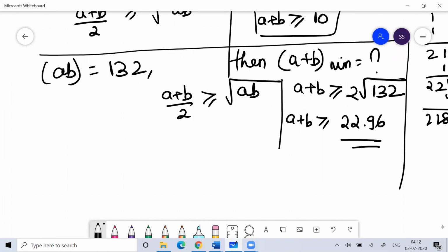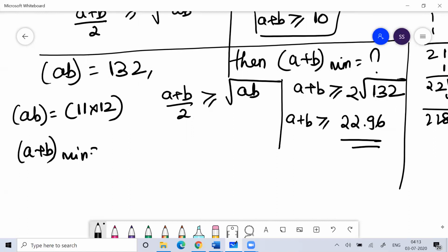You know that 12 squared is 144. So your answer is close to 132, 11 point something, 11.5 you can assume. But I don't want to assume decimals, I want natural numbers. So you can think of those two numbers as 11 into 12, close to 11.5. Then the minimum sum of a plus b would be 23. I hope you can understand the purpose.